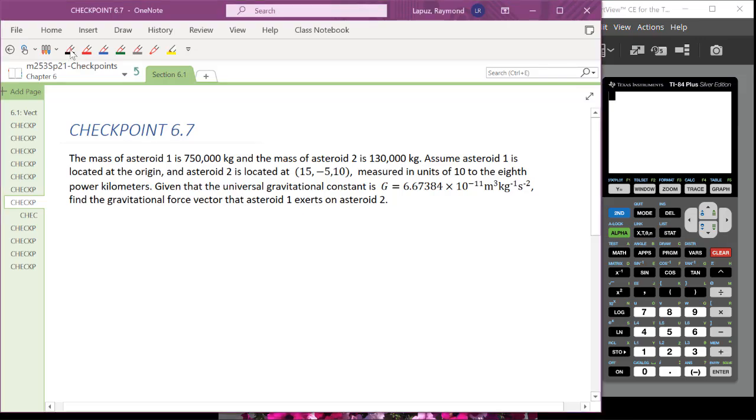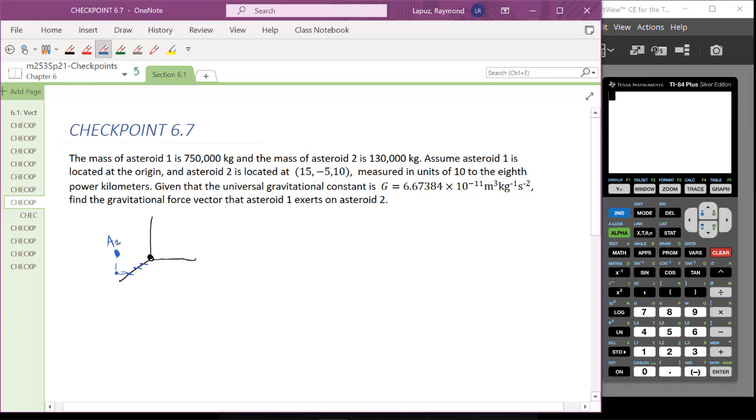6.7. Here we have the mass of asteroid 1. Asteroid 1 is 750,000 kilograms. Mass of asteroid 2 is 130,000 kilograms. Assume asteroid 1 is sitting at the origin and asteroid 2 is at some point that is 15 along the x, -5 along the y, and +10 along the z. So this is asteroid 2.